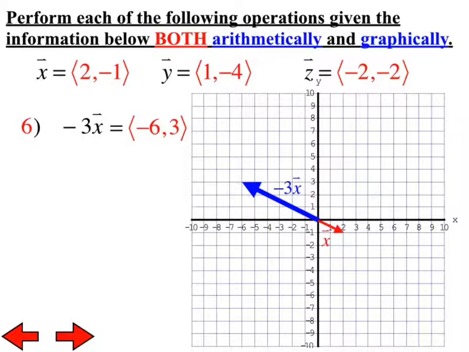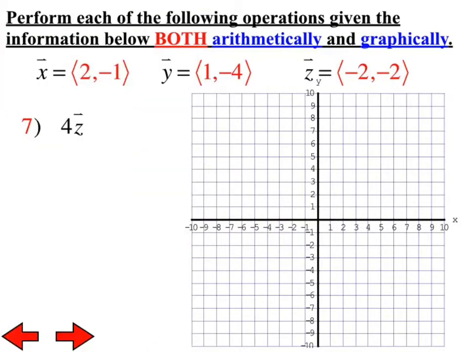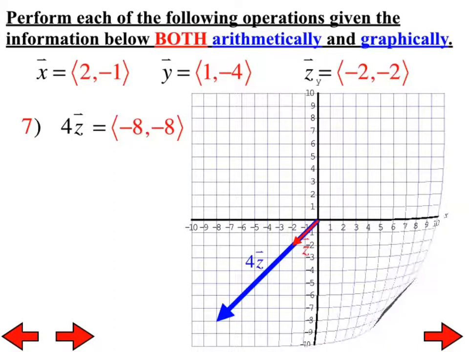So make sure in the homework that you're doing those 3 things. Number 7 should just be going in the same direction, but 4 times as long as the original vector z. And you can see that that is what is going on. So that's how to deal with scalar multiplication of vectors arithmetically and graphically.